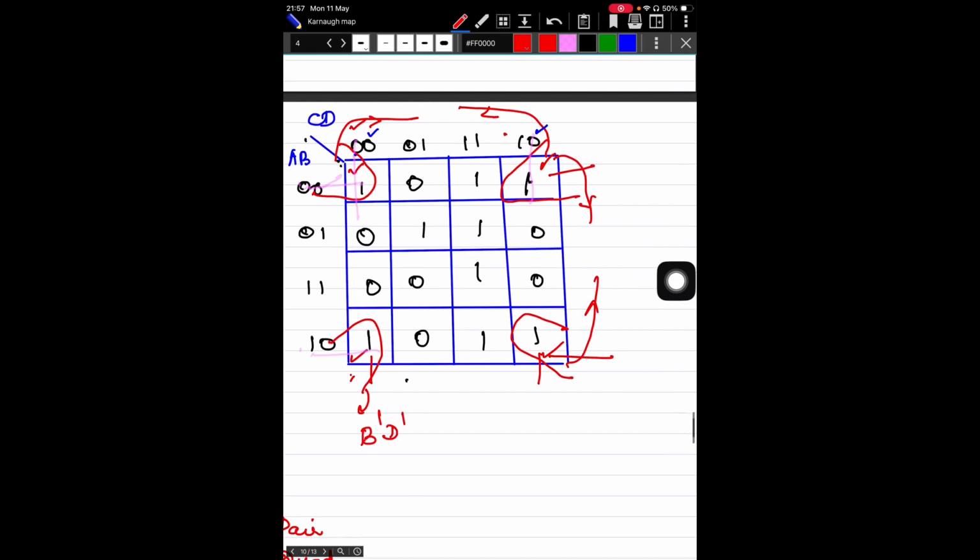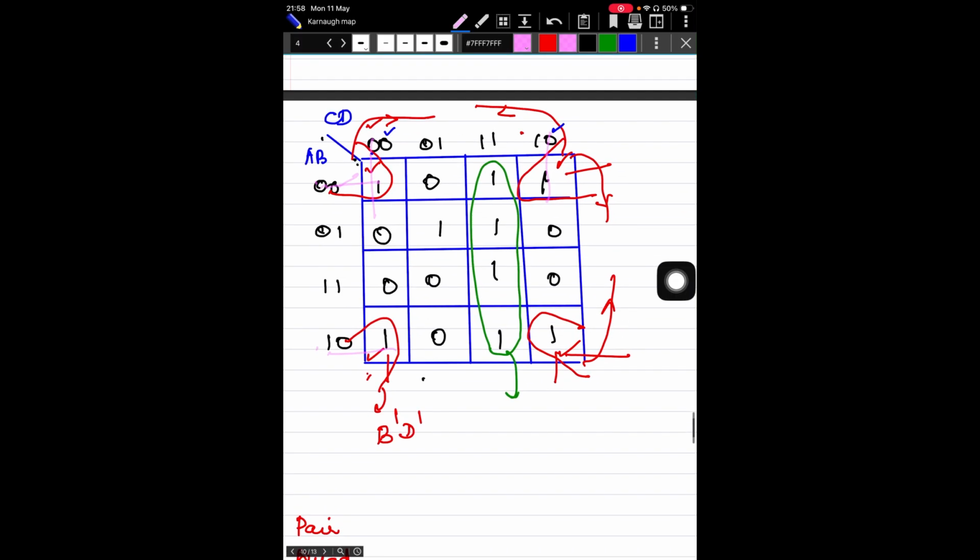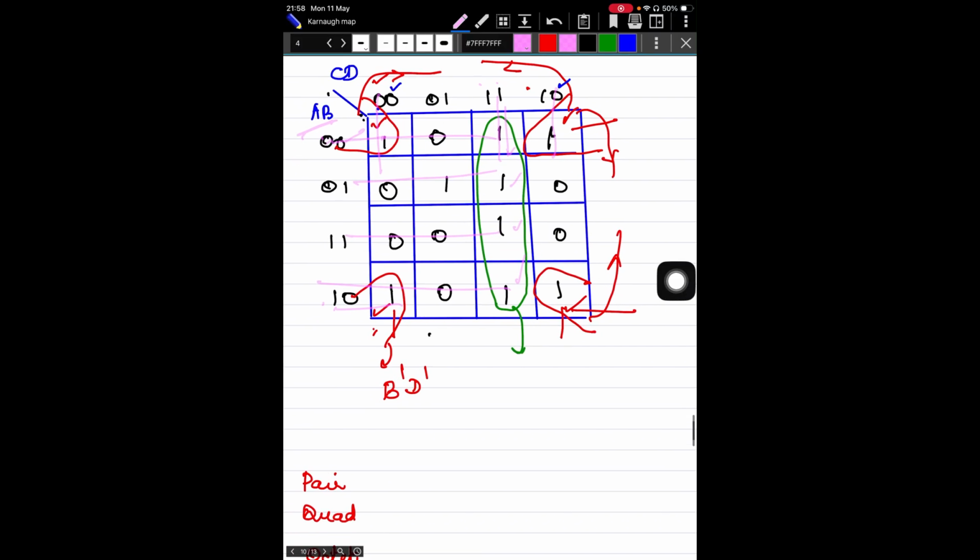And any more groups to be formed here? Yeah. I can combine these 4. I can form a group. Obviously, the name of the group will be what? This one, you could project it here. Definitely nothing from AB is going to be common. Whereas when you project it column wise, C is 1, D is 1 is common for all the 4 boxes. Am I right? So C is 1 means C, D is 1 means D. So what's the name of this group? CD.